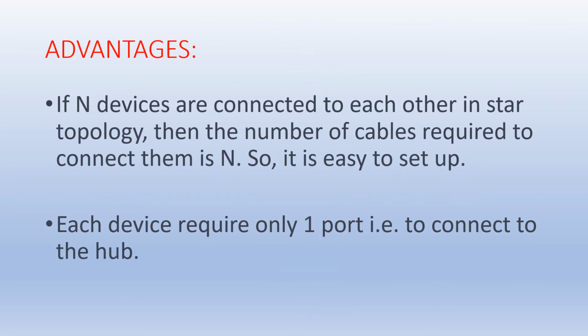Here we see the advantages and disadvantages. First, if n devices are connected to each other in star topology, then the number of cables required to connect them is n. As we discussed, if we have 4 devices, then we need 4 connections only to the central hub. It is easy to set up also. Each device requires only one port, here one port, here one port, here one port, here one port. But the central hub has a number of ports.